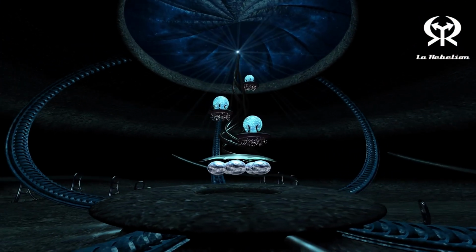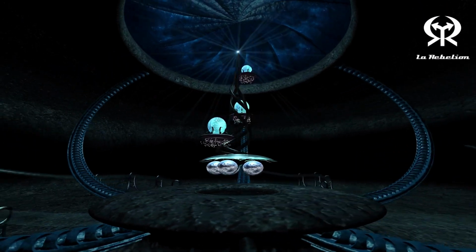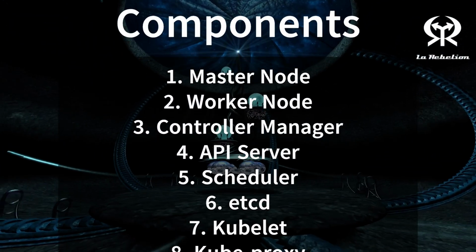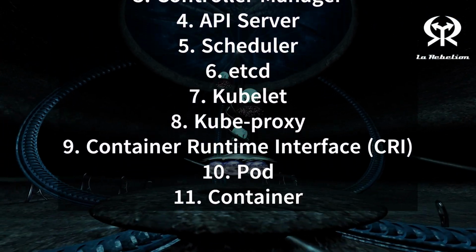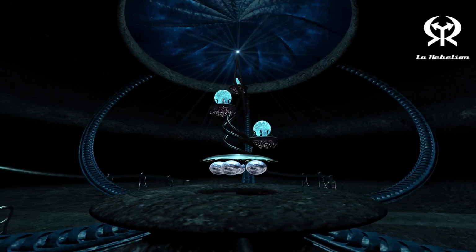The components of the Kubernetes cluster. Here are the key components of the Kubernetes architecture: master node, worker node, controller manager, API server, scheduler, etcd, kubelet, kube-proxy, container runtime interface, pod, container. Oof. Plenty of concepts, right?